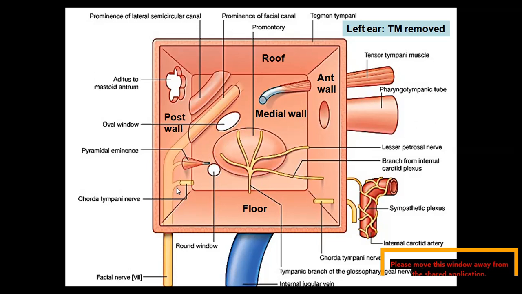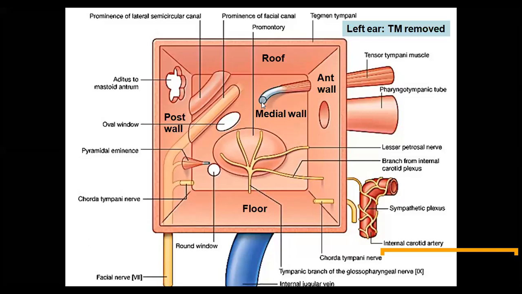So on the posterior wall, we have seen aditus to mastoid antrum, facial canal also we saw, there is one pyramidal eminence and again chorda tympani nerve. Okay, so please practice this picture and imagine the middle ear as a room with 6 boundaries. In the room where you are sitting, you have roof, you have floor, you have anterior wall, you have posterior wall, you have medial wall, lateral wall.